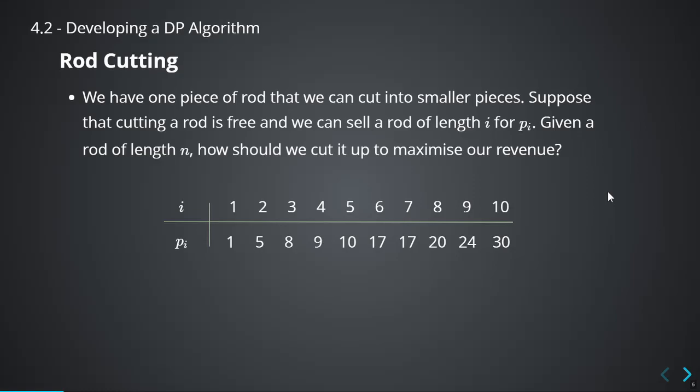Now, different lengths of the rod can sell for different prices. So if I give you a rod of length 10, you can cut it up like 5 and 5, 3 and 3 and 3 and 1, 6 and 4, up to you. So you can see the prices for different lengths here, right? Now, the question is, if I give you a rod of length 10, how should you cut it up to maximize your revenue? What if I give you a rod of length 8? What if I give you a rod of length 6? And so on. Should you cut it up? How should you cut it up? Maybe you should not cut it up. Don't know, right? So that is the problem.